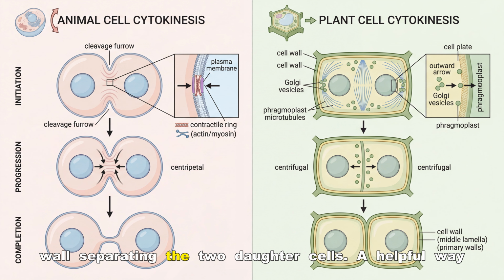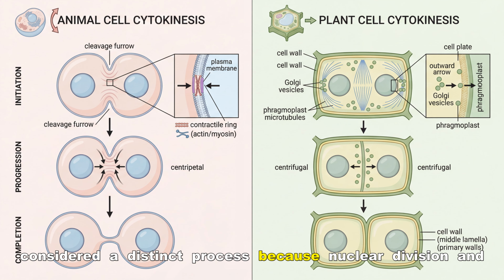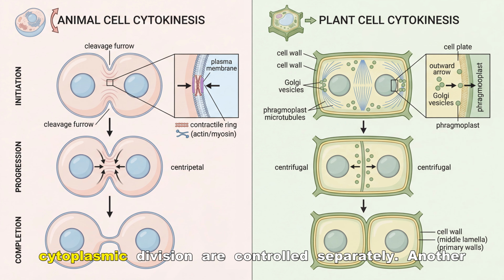On the MCAT, you might be asked to distinguish these mechanisms or predict what would happen if actin polymerization were inhibited, which would impair cleavage furrow formation in animal cells. Cytokinesis typically overlaps with telophase, but is considered a distinct process because nuclear division and cytoplasmic division are controlled separately.